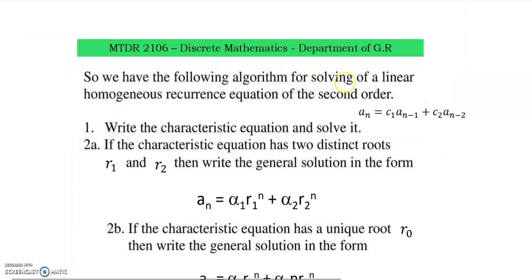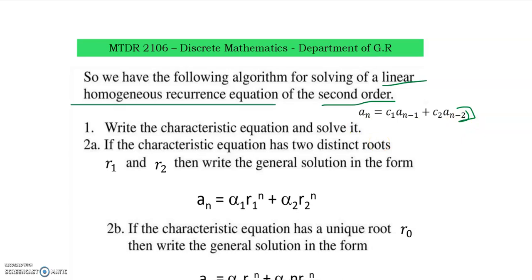Now we have the following algorithm for solving a linear homogeneous recurrence equation of the second order. Second order means here the degree is 2. Now you see a n is equal to c1 a n minus 1 plus c2 a n minus 2. So what is the degree here? 2. So we are saying that this is a second order linear homogeneous recurrence relation. Now you see how we confirm it: the degree of a n minus 1, a n minus 2 is 1, so this is linear and homogeneous, and this is a recurrence relation of the second order.